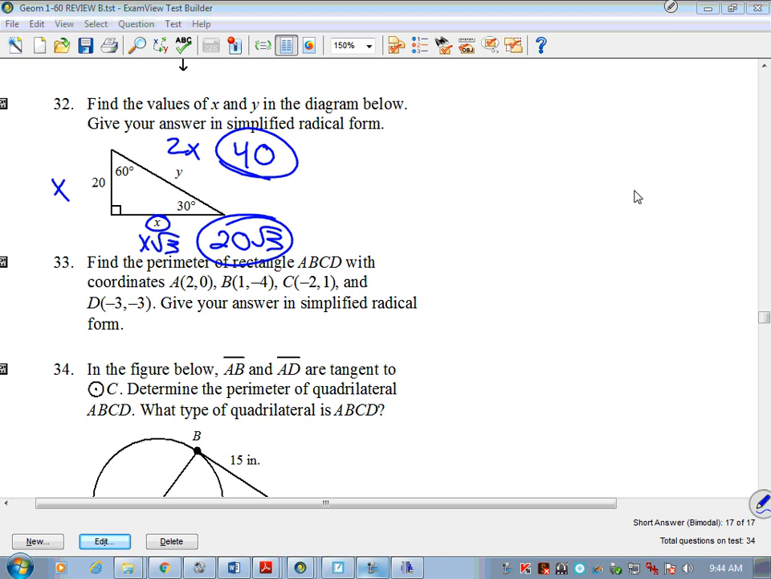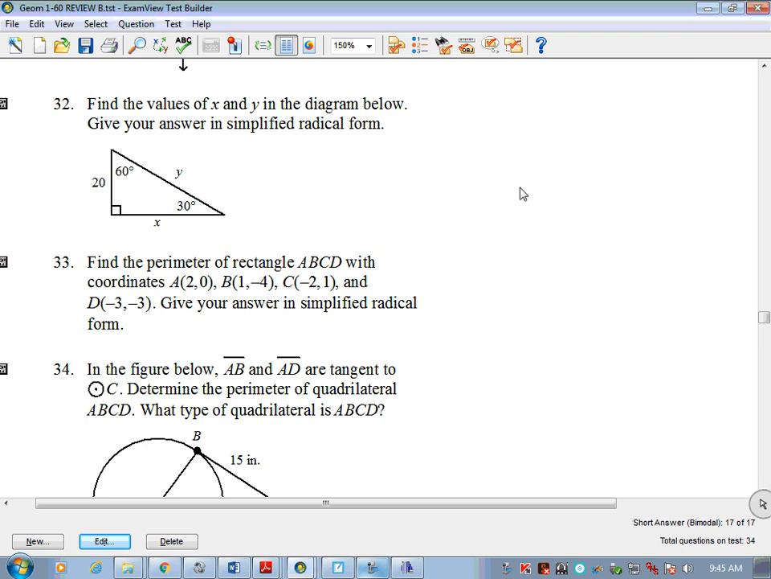Looking at question 32, no, sorry, not 2 radical 3, but 20 radical 3, and y equals 40. Just knowing our ratios helps us out a lot there. If you don't remember them, go back and look at lesson 56, and spend some time practicing there. I believe you should even have a video over lesson 56.